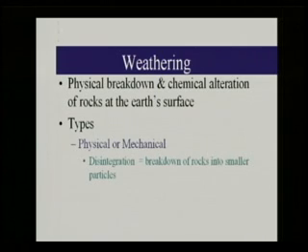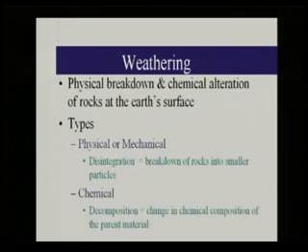So let's go back to granite. If we have a big outcrop of granite and physical weathering occurs, we end up with smaller pieces of granite. They're still granite, but the pieces are smaller than the original parent material. There is no change in their chemical composition. On the other hand, chemical weathering is decomposition. It's a change in the chemistry, the makeup of the parent material.